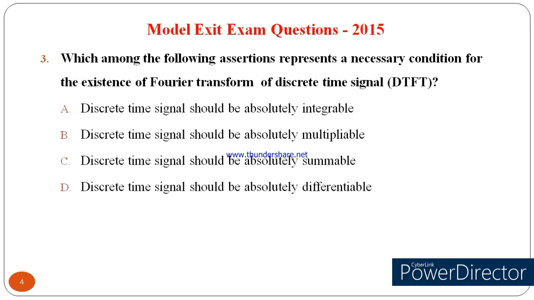One necessary condition for the existence of the Fourier transform of a discrete time signal or DTFT is that the discrete time signal should be absolutely summable or convergent. Summation of the given discrete time signal should be convergent or summable. Therefore, the answer is C.